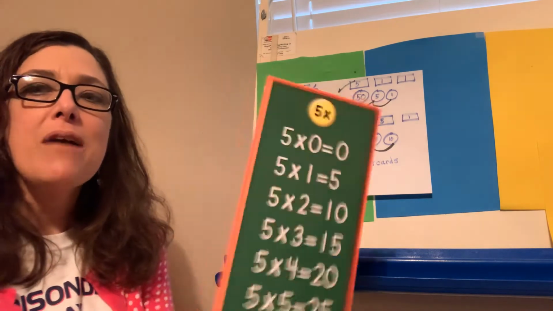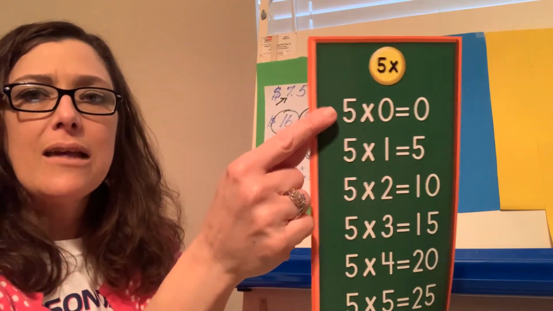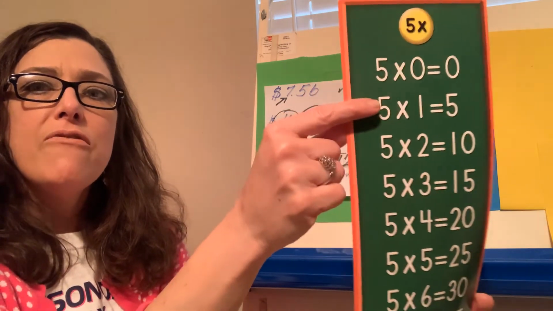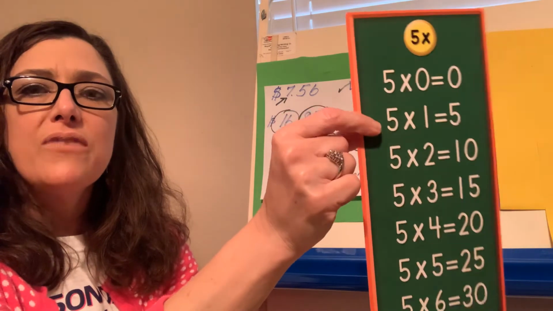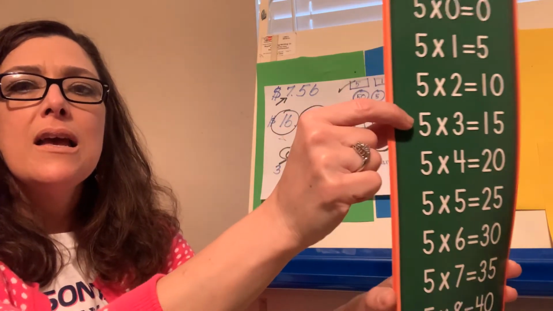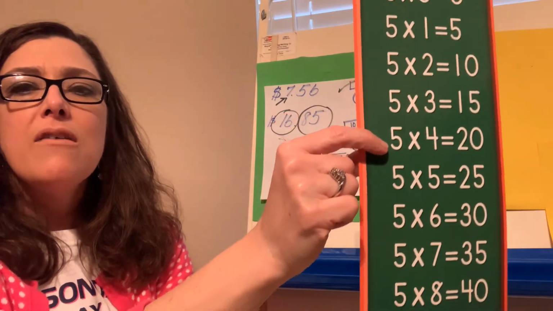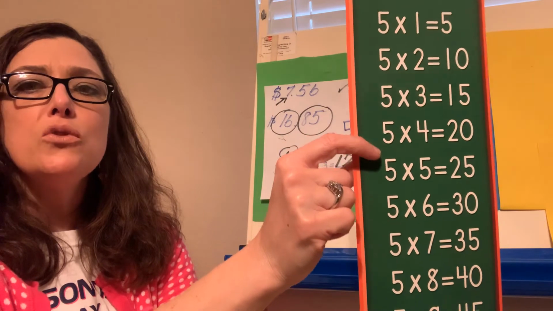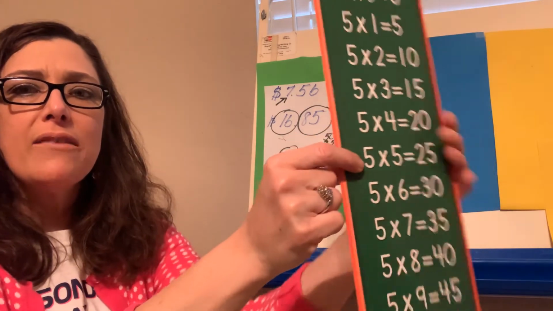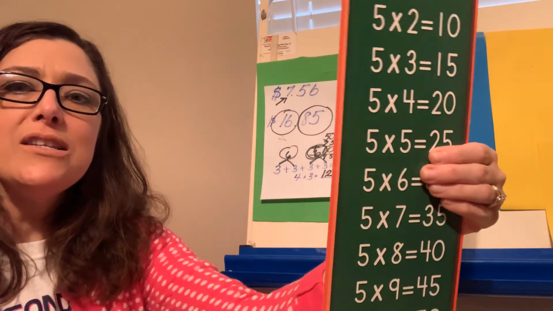And speaking of practicing, let's say our 5 multiplication family together. 5 times 0 equals 0. 5 times 1 equals 5. 5 times 2 equals 10. 5 times 3 equals 15. 5 times 4 equals 20. 5 times 5 equals 25. Now let me cover up the product, the answer, and see if you can do it.